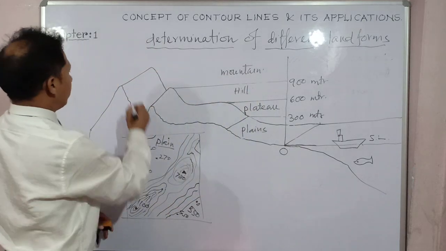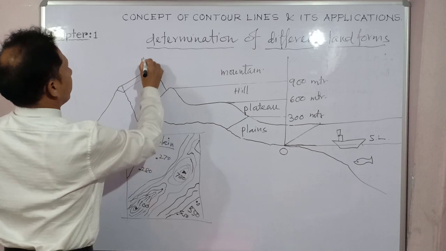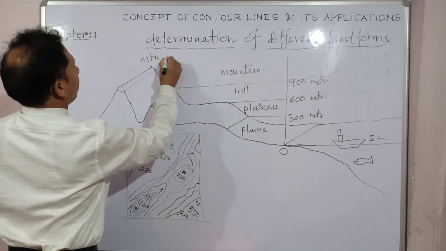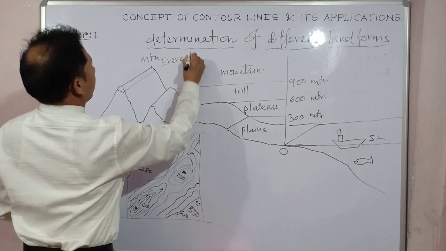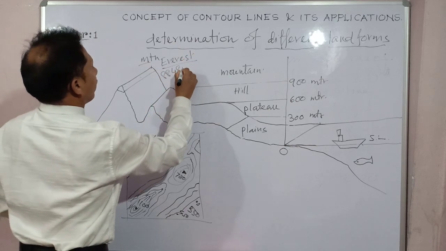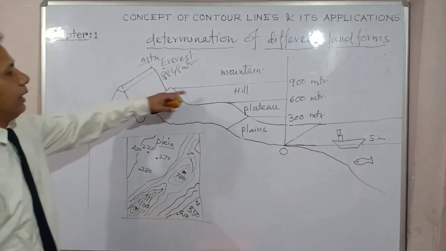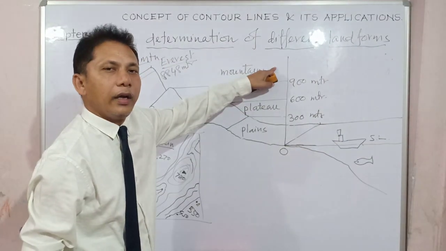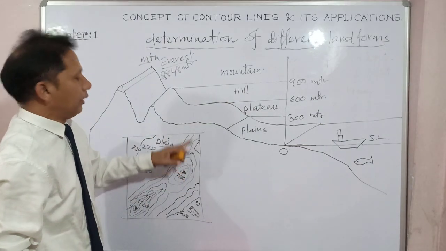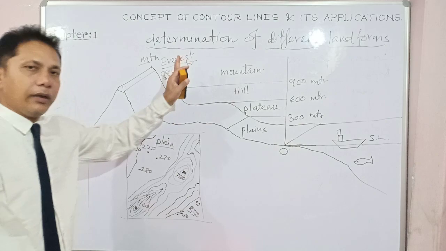Mountain. So top of the mountain. Suppose this is Mount Everest. What is the height of Mount Everest? 8,848 meters. I'm showing the top of the crest of the mountain. So anything above 900 meters will not be considered as a hill. That will come under mountain. Clear? I hope it is clear to you.